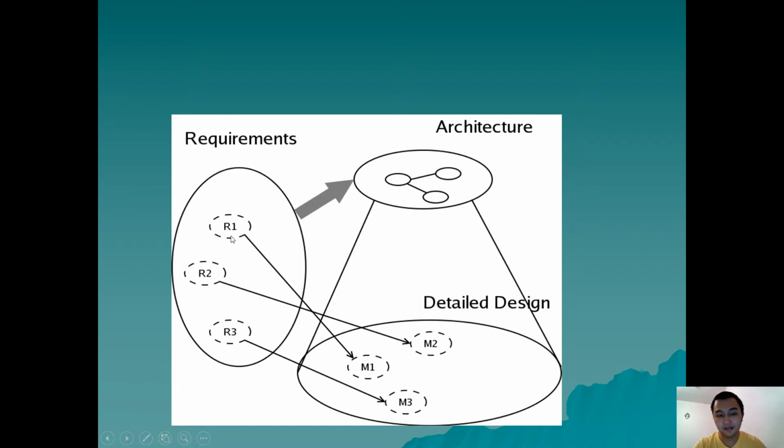So for example, if requirement one is that the system shall authenticate user credentials to make sure they are allowed to log into the system, then in the translation of that requirement into module one, when you design the system, you would have a module or a component that deals with user authentication. And the functionality of user authentication would be to verify or validate that the user is actually registered with the system.